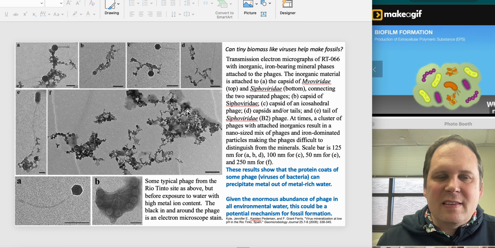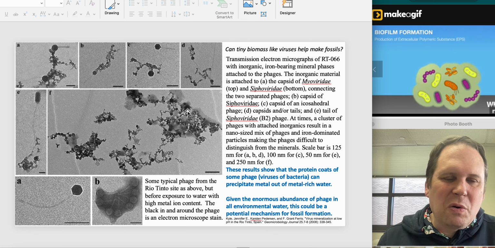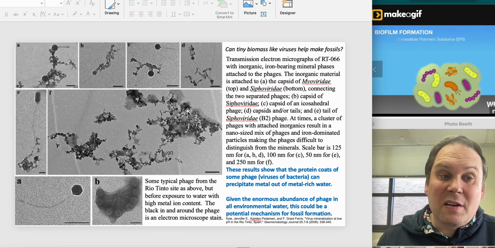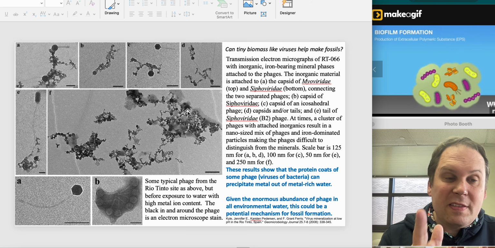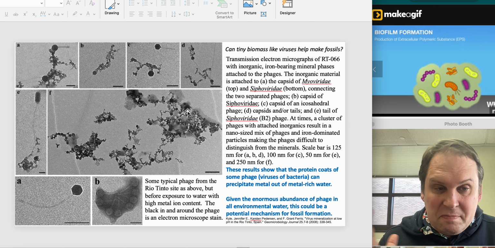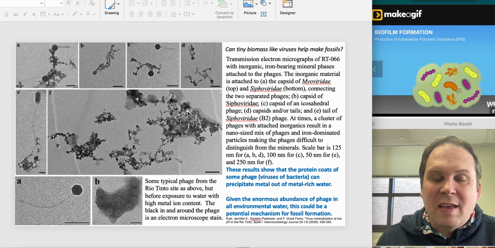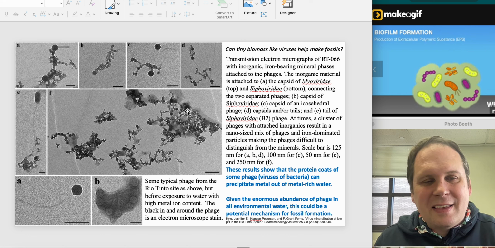You've got viruses which may actually contribute to the fossilization of the organisms around them. And since there are tons of viruses in the air and in the water and in the soil all the time, these little protein-coated bits of life may actually have a more important role in fossilization than we originally realized.